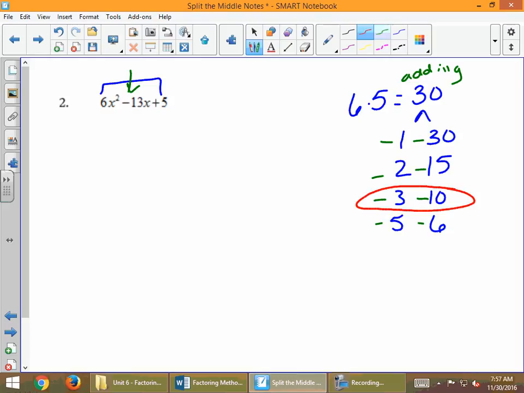Okay with that? It's tricky when the signs are different. But if what you're multiplying is positive, it means you're adding. If your middle number is negative, then they're all going to be negative. If your middle number is positive, then they're all going to be positive. So how do we have to rewrite this?